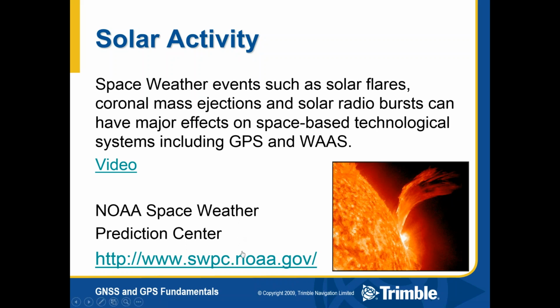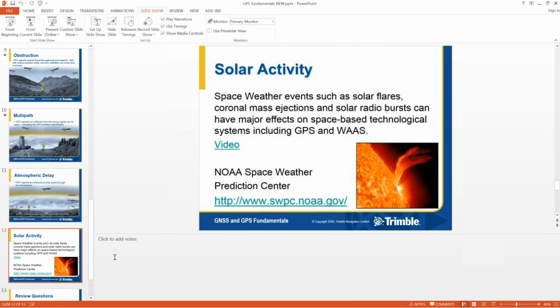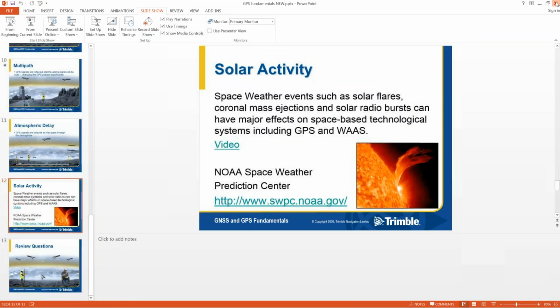With NOAA's space weather site, I have an email set up with them, and it alerts me when it hits a certain level. They call it a K index. Whenever it hits a certain level, it emails me. If I get a lot of phone calls saying I can't get good GPS accuracy, we go check this site here. They have a little video on how this all works and what it does to GPS. I think that's about it on those.